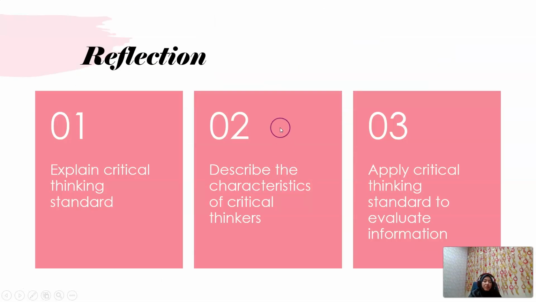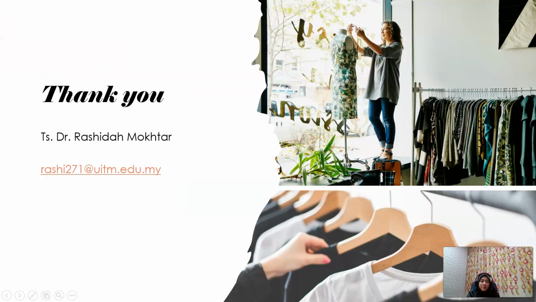So we have come to the end of our lecture. Before you end the session, I want you to reflect on what you have learned. Try to list and explain all the 9 critical thinking standards, and then try to describe the characteristics that you know, at least 5. And then try to apply the critical thinking standard to evaluate information. For example, you find any article or any very short issue, then you try to apply the CTS. All right, so I think that's all.